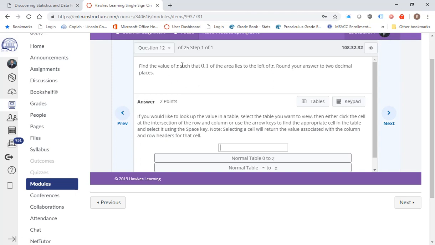All right, find the value of z. Okay, so this is a different problem. This isn't exactly like what we just did, but it's similar. So we're looking for a z value such that 0.1 of the area lies to the left of z. It says round the answer to 2 decimal places, but z-scores are always rounded to 2 decimal places. Maybe if you do it in a calculator it wouldn't be, but using our tables, all the z-scores will always be 2 decimal places. So we want to find the z value. So we're not looking for an area like we were on the previous problems. We're looking for the z such that 0.1 of the area lies to the left of z.